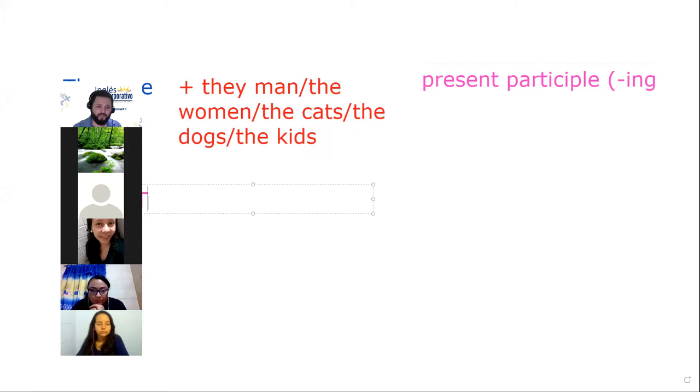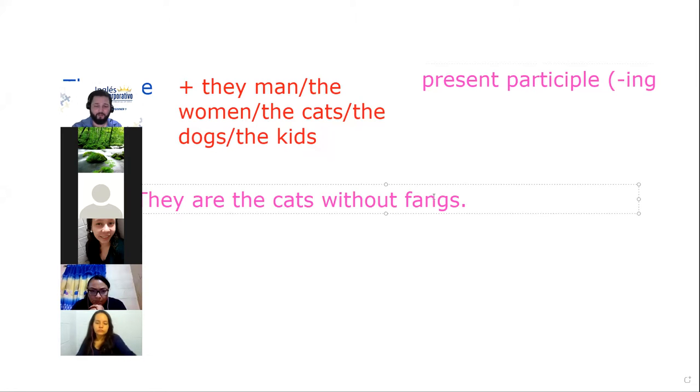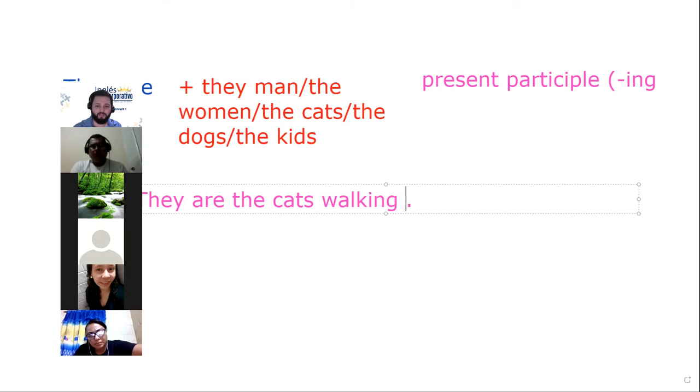So you can say they are the cats without fangs, you know, sin colmillos, right? They are the cats without fangs. See? Now here, guys, I'm missing something. I'm not using the present participle. They are the cats walking slowly, right? So see, I am using, guys, the parts of the structure here, right?